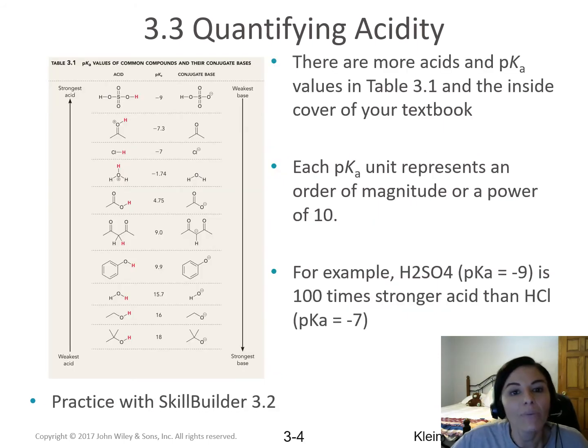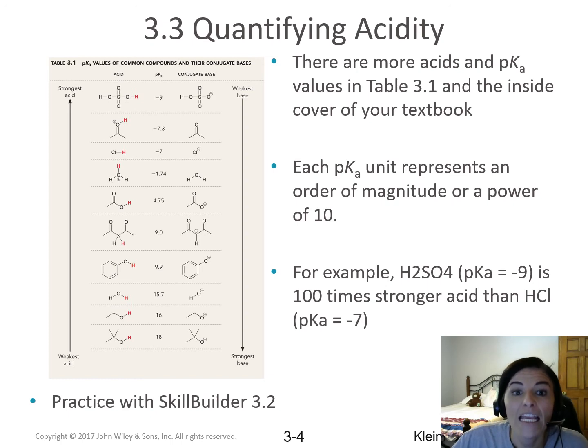Okay, now here are some acids and their known pKa values. Now before, we said that a strong acid has a large Ka, and since pKa is the negative log of Ka, that means that we will have a smaller number as the pKa value. In fact, most of our strong acids actually have negative pKa values.